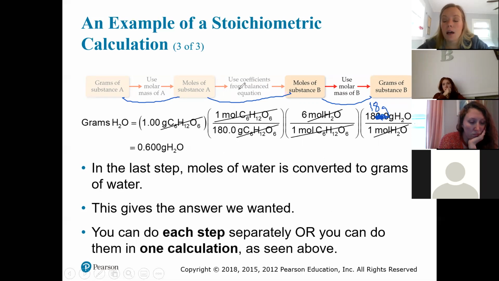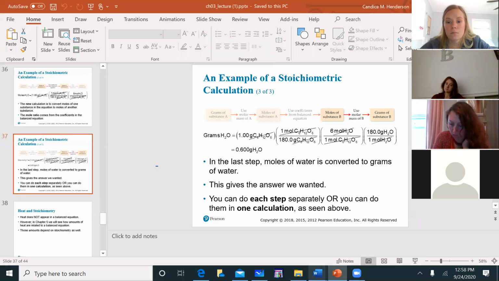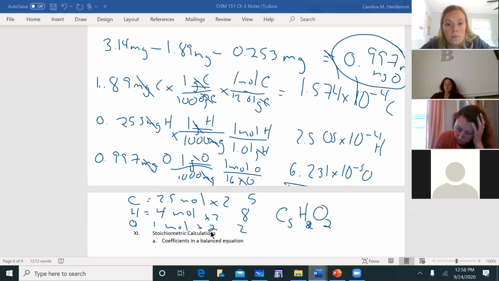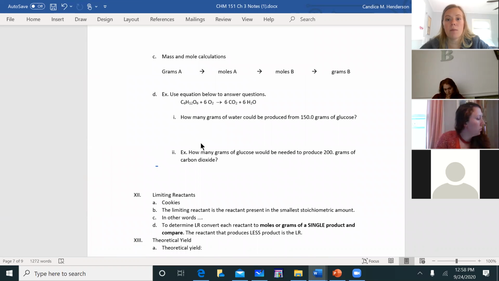So in this case, you end up with 0.600 grams of water. That's how much water will get produced. So let's do one of these separate from here. Notes from over here. All right, so here's a problem that's also talking about glucose. We'll keep the same formula.